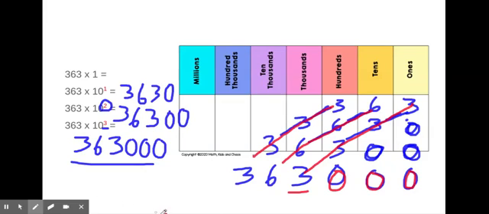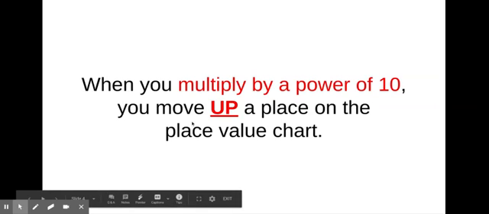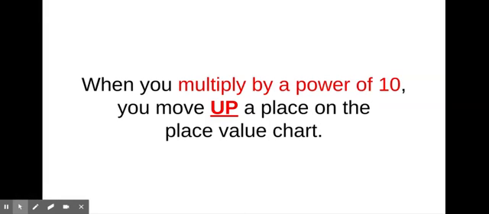So when we add zeros to the end of our answers when multiplying by tens, what we're really doing is moving everything up one place in the place value chart. To summarize, when you multiply by a power of 10, you are moving up on the place value chart.